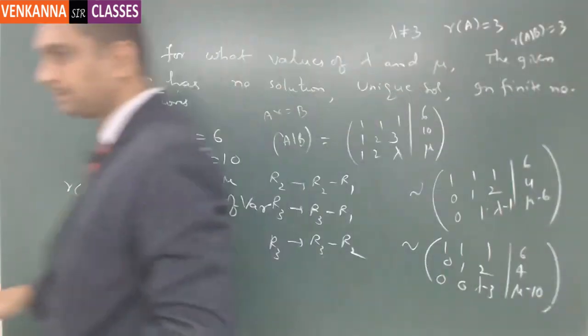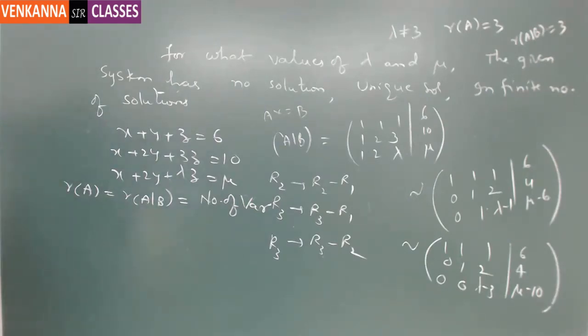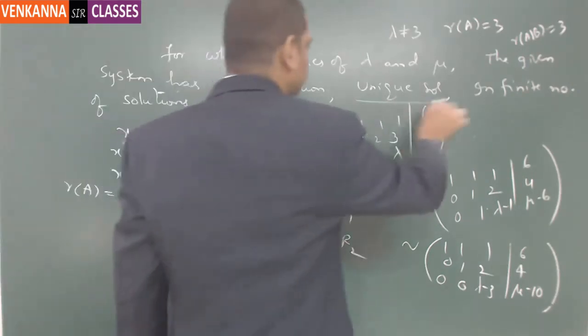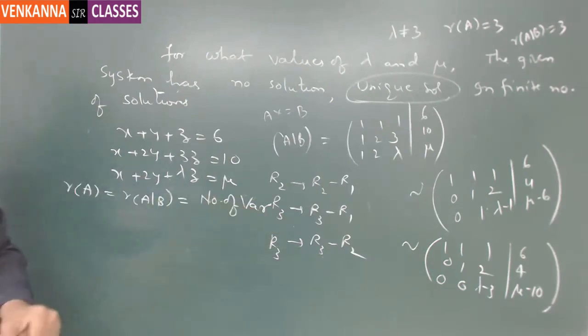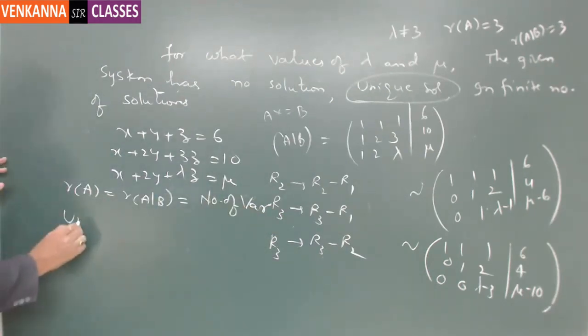Accepted? Are you getting the logic or not? So if lambda is not equal to 3, and mu is any real number, then rank of A is equal to 3, rank of A|B is equal to 3, which is equal to the number of variables. So the given system is consistent and it has a unique solution. That was the conclusion for this portion. So after the reduction into the above form, we put a side heading: unique solution.